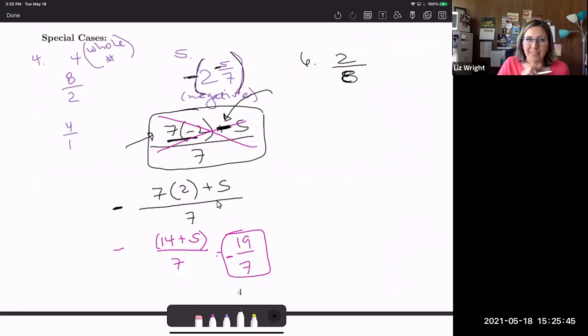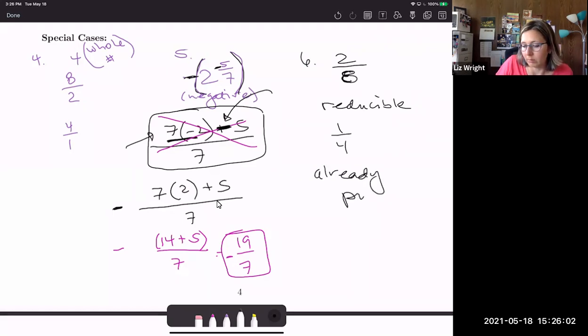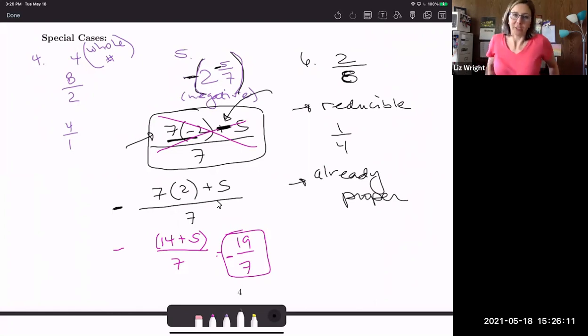Anything on that one? That one makes it a little bit different. We have to do one step. It's reducible. So it's going to be 1/4. Now what? It's already proper. Already proper. And so we've got two things here that make it a special case. It's already proper, so we can't write it as an improper fraction because it sits as a proper fraction, but it is reducible. So we were able to do that.